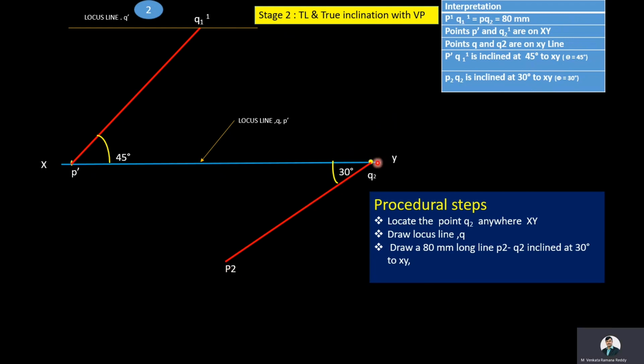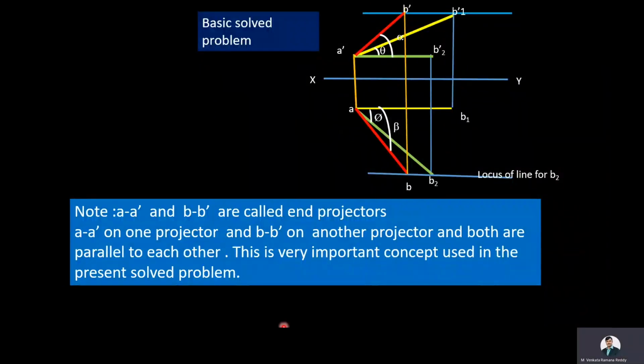This is the true length of the line in top view and this is the true length of the line in front view. After that, we'll recollect the basic concepts related to the given problem. This is the basic solved problem.